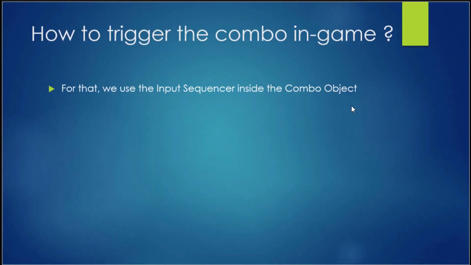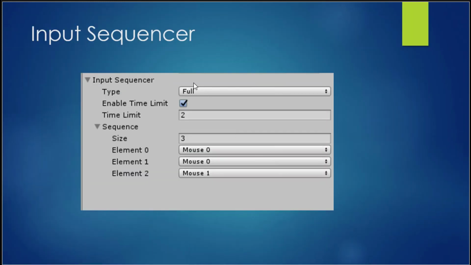So how to trigger the combo in game? For that, we use the input sequencer inside the combo object. And that's this part over here. I have a type of the input sequencer. I've got three types by default in there. I'm going to explain them one by one right now.